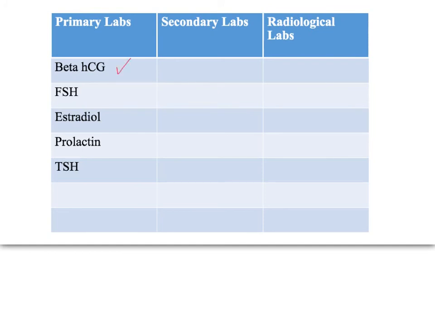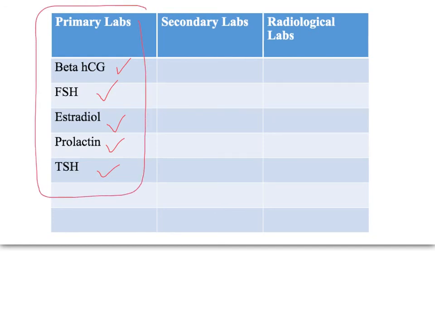So your primary labs: beta HCG, is this woman pregnant? Is the man pregnant? I don't think so. But follicle stimulating hormone is going to help you determine hypogonadotropic versus hypergonadotropic. Estradiol, hypogonadotropic versus hypergonadotropic. Prolactin, you're going to want to look at hyperprolactinemia. And TSH, you're going to want to look at thyroid. So, of course, hypothyroidism can cause amenorrhea, whereas hyperthyroidism can cause menorrhagia. And you don't really want to order a whole lot more labs until you know these basic things.